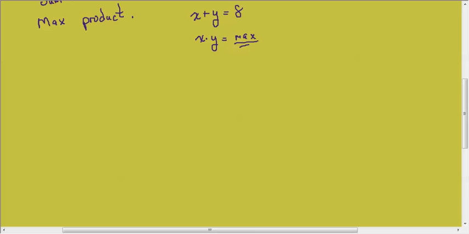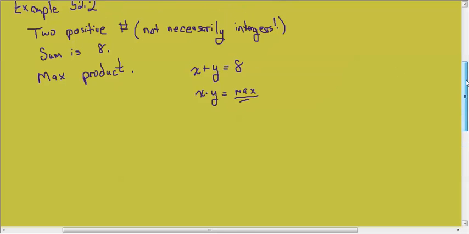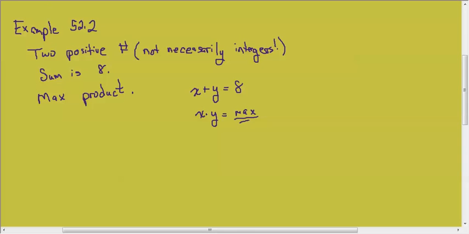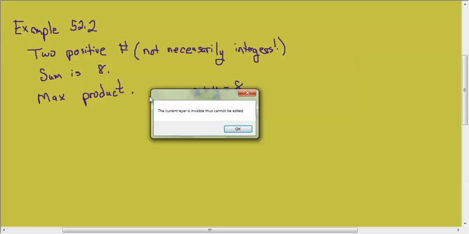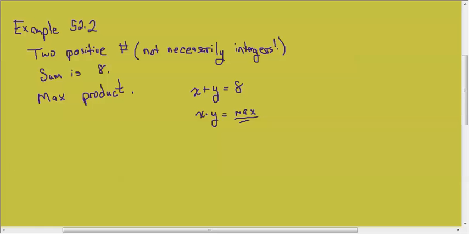All right, let's look at this next one. This next one's talking about find two positive numbers, not necessarily integers, okay? Find two positive numbers whose sum is 8 and provides a maximum product. So the sum x plus y is 8, and we want x times y to be a maximum.